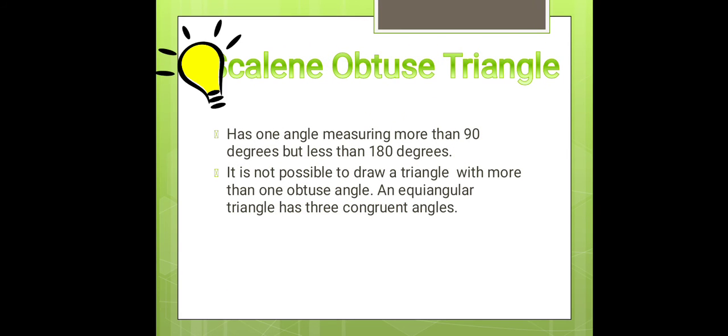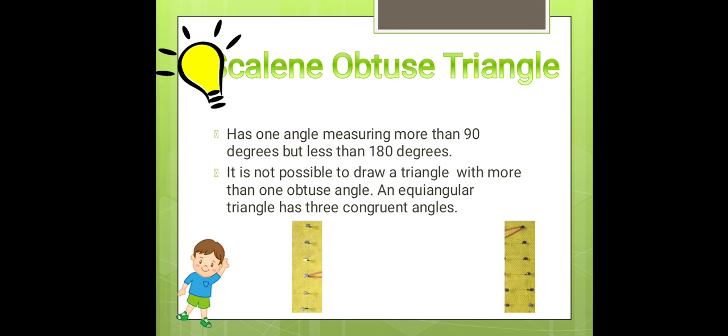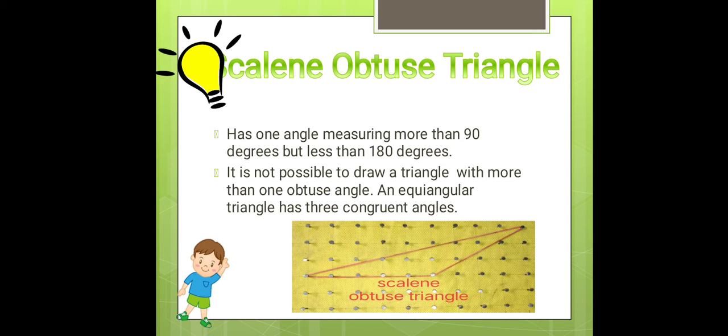Scalene obtuse triangle has one angle measuring more than 90 degrees but less than 180 degrees. It is not possible to draw a triangle with more than one obtuse angle. An equiangular triangle has three congruent angles.